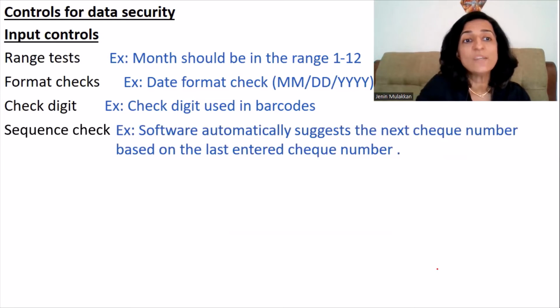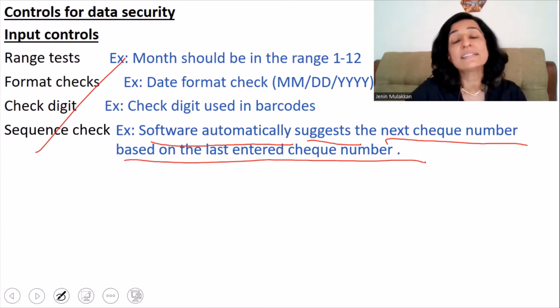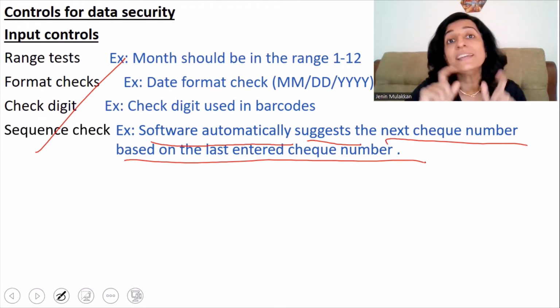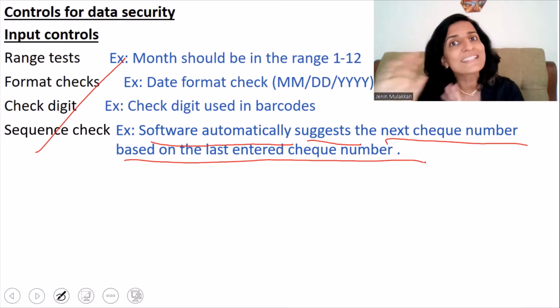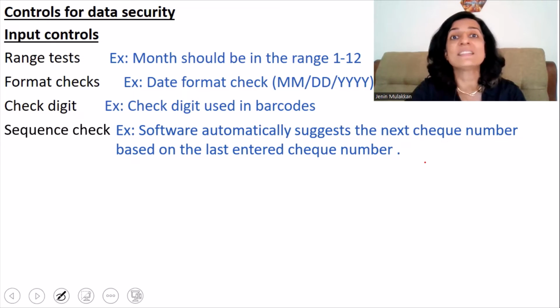Next is the sequence check. Example, the software automatically suggests the next check number based on the last entered check number. So this will prevent omission of data. Now, if we have issued check number 1 and we have entered that in the system, and next, if we enter check number 3, then immediately the system will prompt, where is check number 2? And only if it is cancelled, we will have to manually correct it. So that is an internal control check that is available in the system to prevent omission of data.